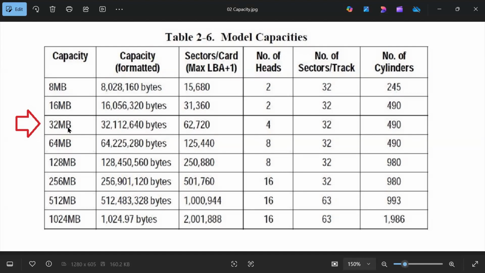But so we're going with 32 megabytes, so we can see that the maximum logical block address for 32 megabytes is 62,720, and that can be represented in a 16-bit address space, which TTL Computer 2 has, a 16-bit address space. So this is very convenient for us, that we can address the full 32 megabyte flash storage card with our 16-bit address. Okay.